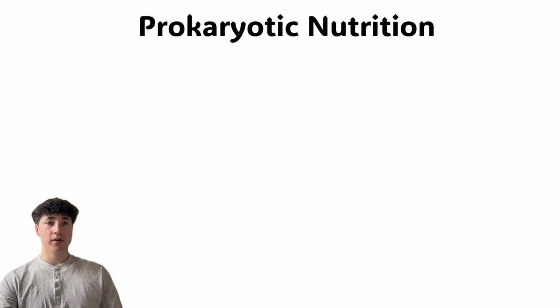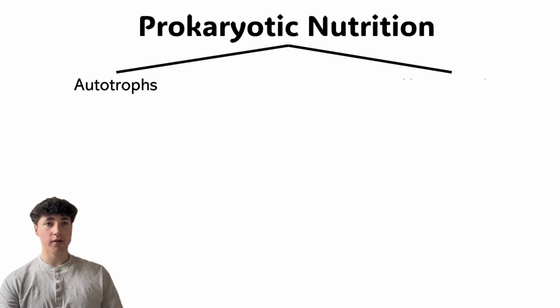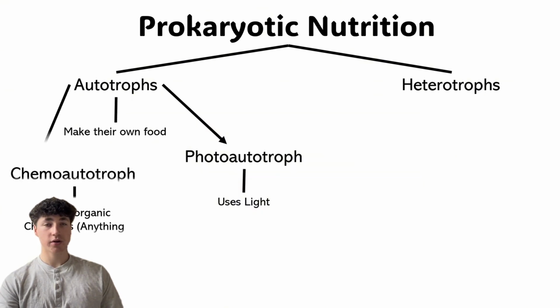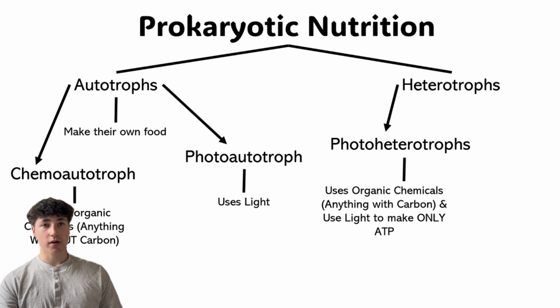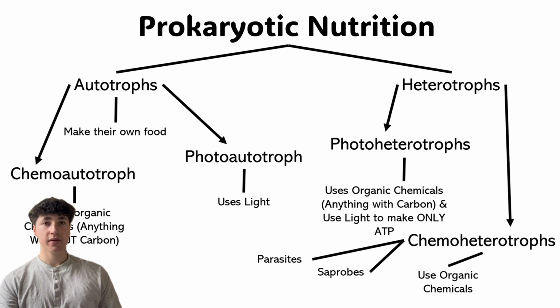Nutrition. So prokaryotes will either be autotrophs, which means that they make their own food, either through light, which is photoautotroph, or chemoautotroph, which gets it through inorganic chemicals. Photoheterotrophs eat organic things that contain carbon. Chemoheterotrophs include saprobes, which decompose dead organic matter, whereas parasites absorb nutrients from alive hosts.